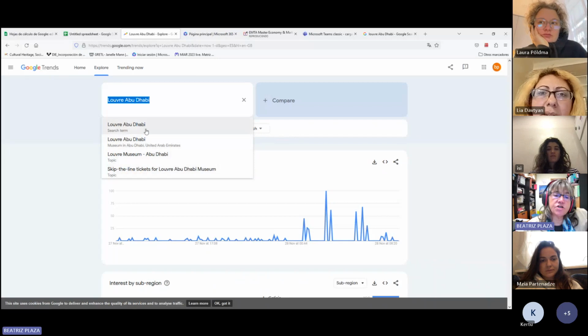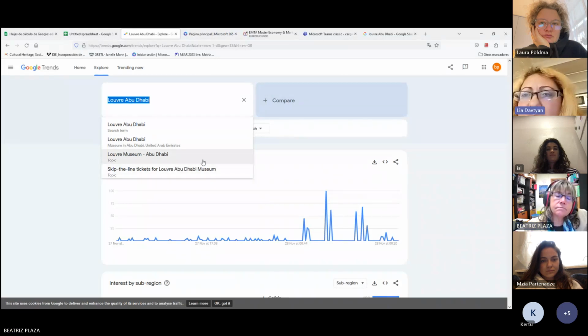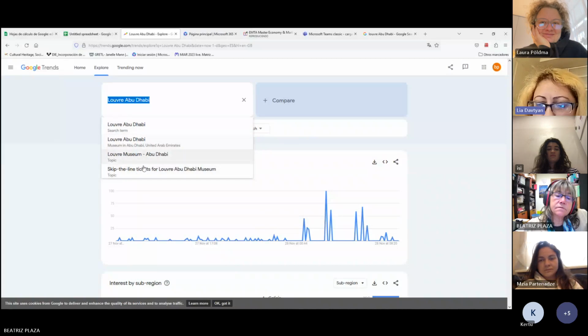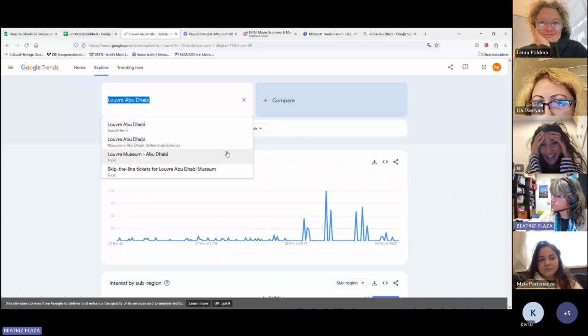The first one is the search term. The second one says museum in Abu Dhabi. The third one is the topic, and the fourth one is the ticketing. Which one should I choose? Excuse me, Professor, I am lost following you. There are several options for Louvre Abu Dhabi, and which one to choose? So that shows the diagram. So which one should we choose?